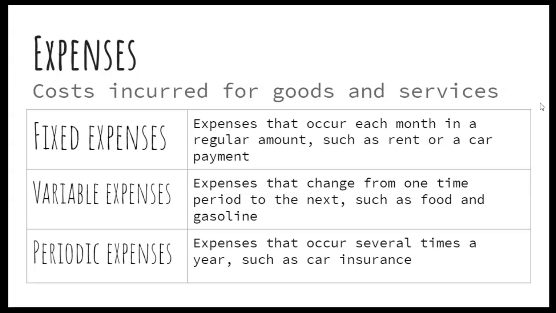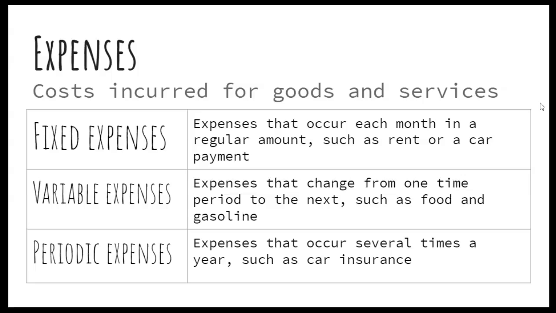And then there are periodic expenses, and these are things that happen several times a year. Their example here is car insurance. Sometimes we pay car insurance every month. I personally pay my car insurance every 6 months. So that is a periodic expense. I only have to pay it twice a year.